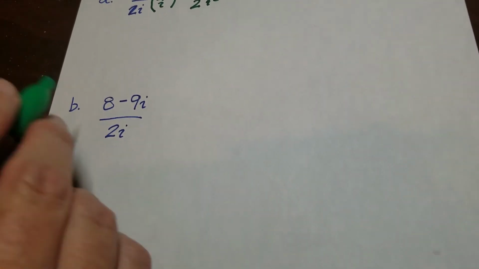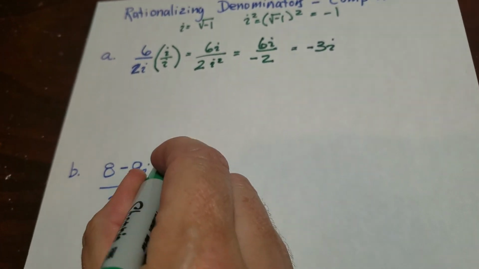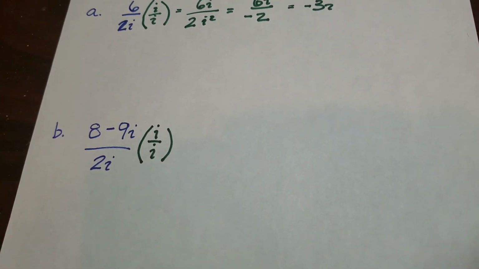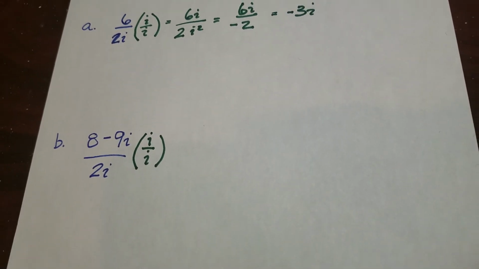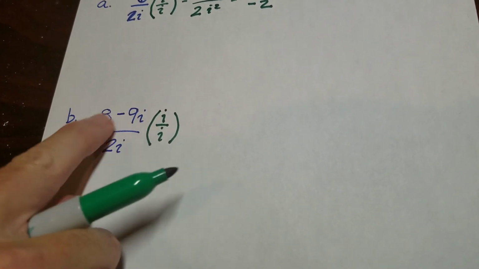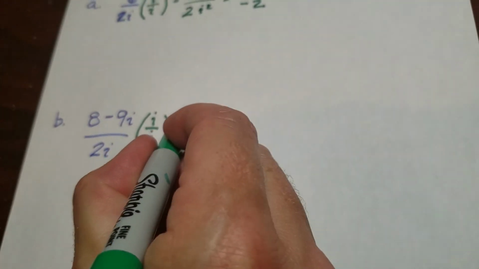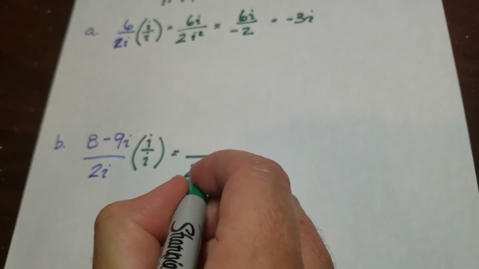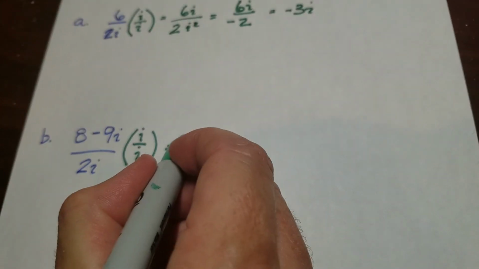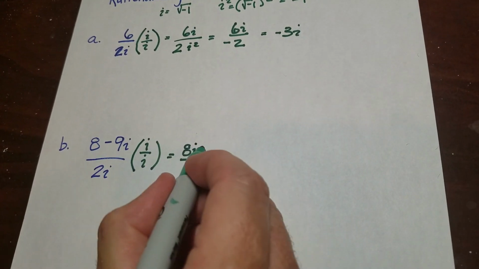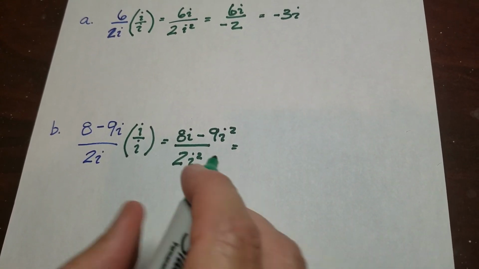B down here. So what's going to happen on this one is we're going to do the same thing. We're going to use i, and that's pretty much the standard move on all of this stuff. Except on the top, in the numerator, we're going to end up doing the distributive property, because there's two terms up here in this binomial complex number on the top. So that means I have a 2i squared on the bottom, and then on the top I have 8 times i, and then I have -9i squared. Okay?